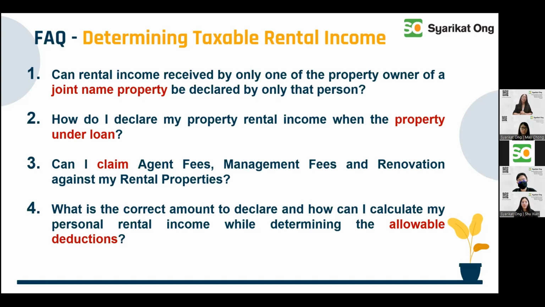So number 1, question: can rental income received by one person, one of the owners of a joint property, be declared by only that person? That's the first question. We thought, okay, this is an interesting question for us to just pass on some knowledge over. Number 2 is, how do I declare my property rental income when a property is under loan? Property is still under loan.